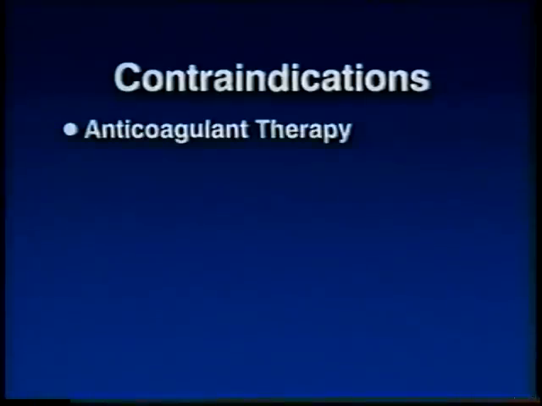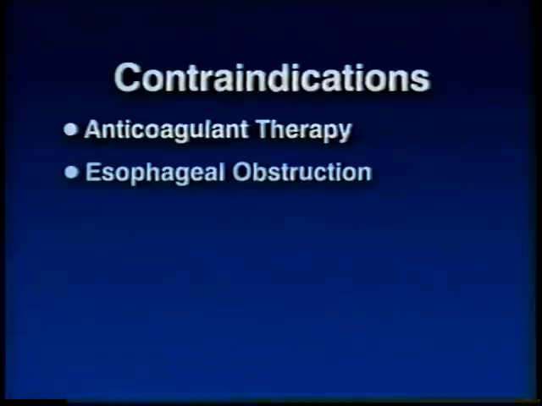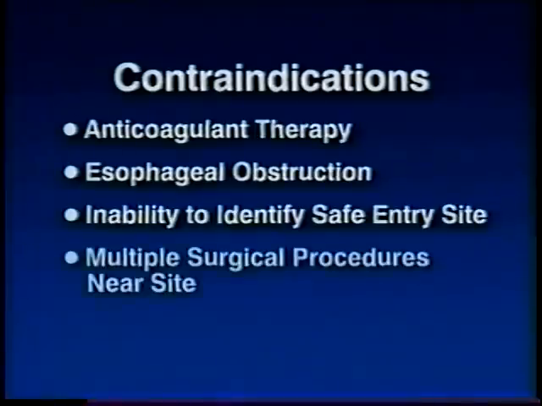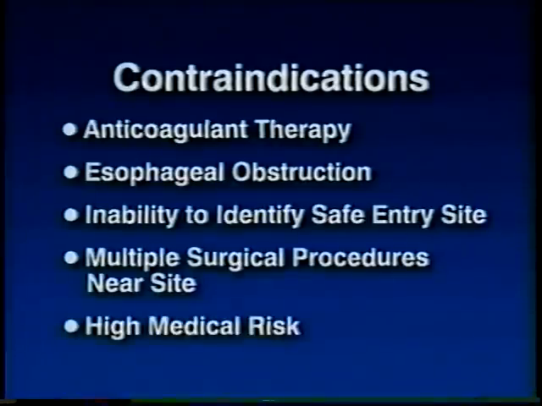PEG tube placement is contraindicated in patients who are receiving anticoagulants or have an obstruction of the esophagus, which may prevent the introduction or removal of the tube. The inability to clearly identify a safe percutaneous entry site also precludes PEG tube placement. Finally, a PEG procedure is contraindicated in patients who have had multiple surgical procedures near the gastrostomy site, or those who have medical conditions that would put them at high risk during the procedure.